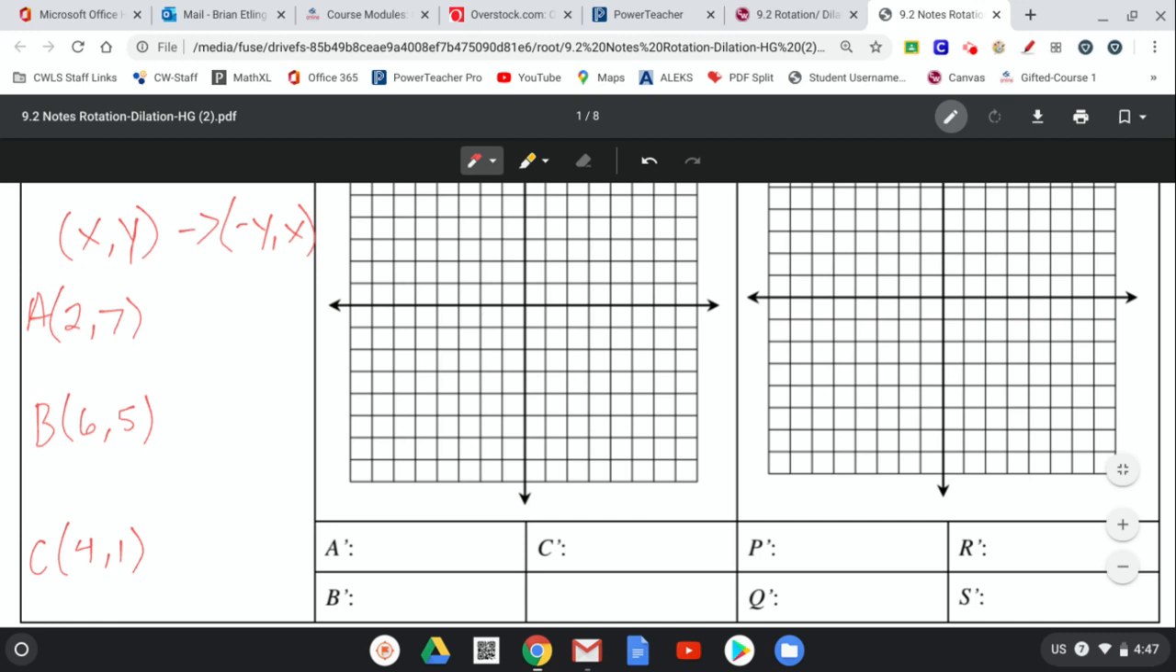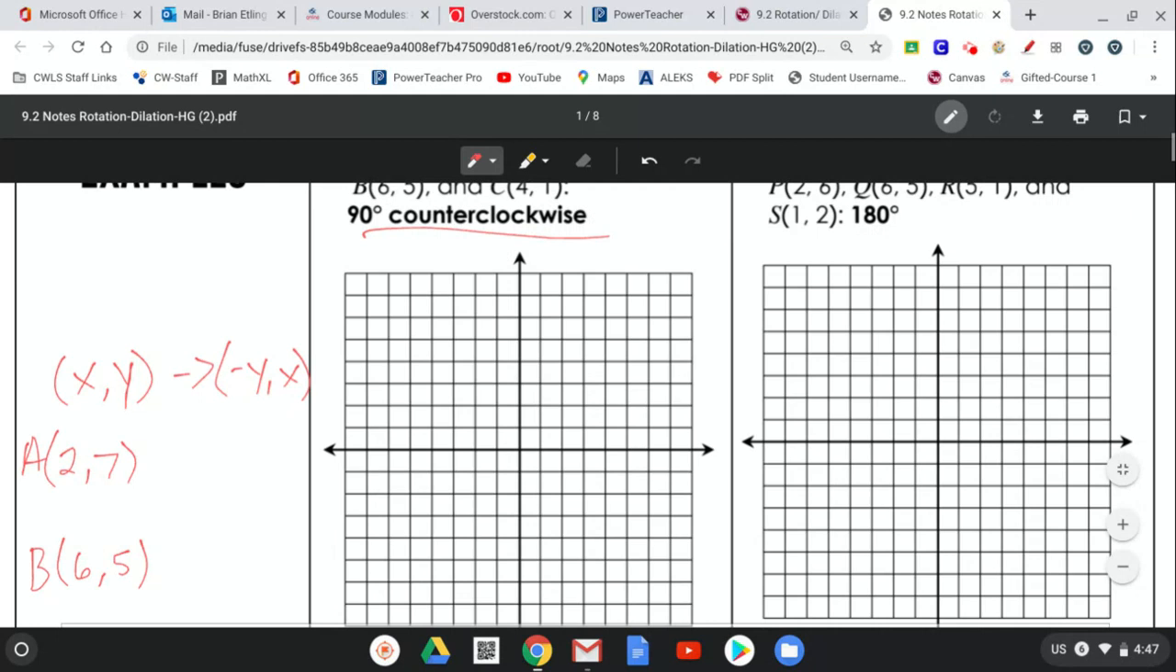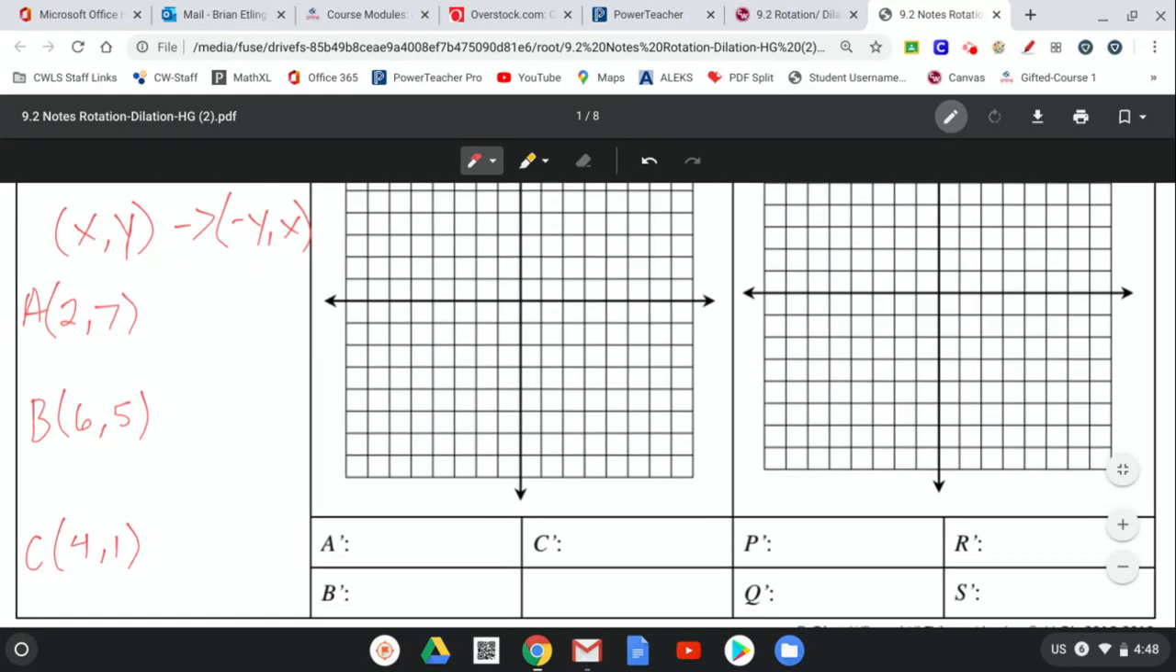So we're back solving number one. It's a little bit cut off, but we're rotating 90 degrees counterclockwise. I have the rule written up there at the top, and I wrote all the coordinates. Okay. Now, guys, on the practice worksheet, all I'm asking you to do is figure out what the coordinates of A prime, B prime, and C prime are, or whatever the image is.